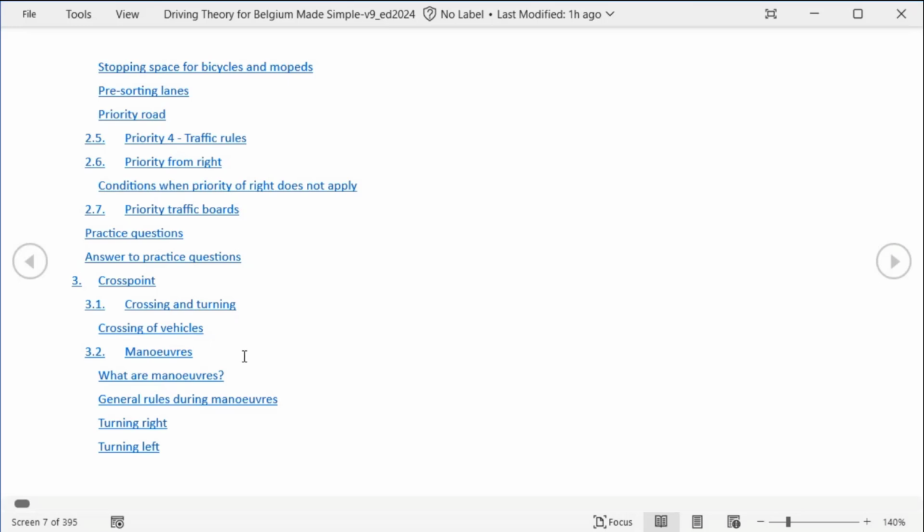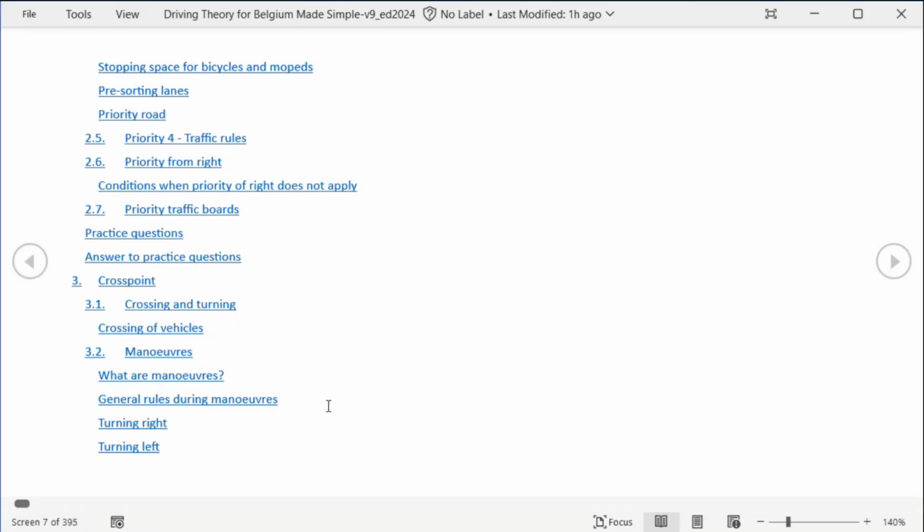And we will talk about maneuvers. What are maneuvers? It is important that you understand what maneuvers are, because then it relates to priority. Someone who's doing a maneuver, should he give priority? Does he get priority? Those are the things that we will explain here.